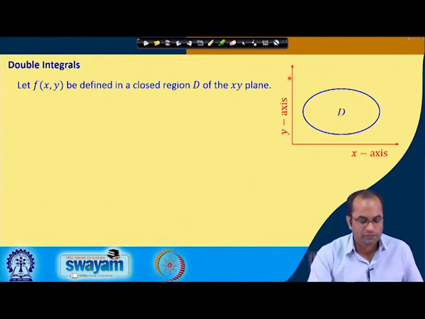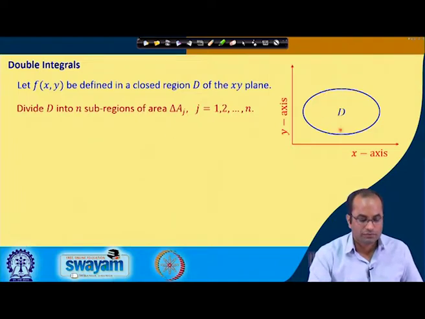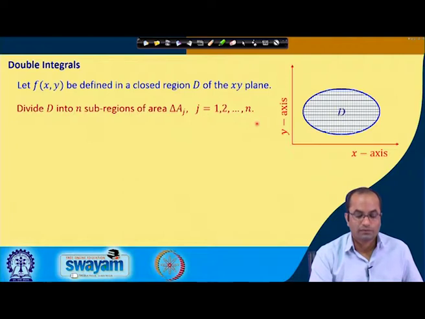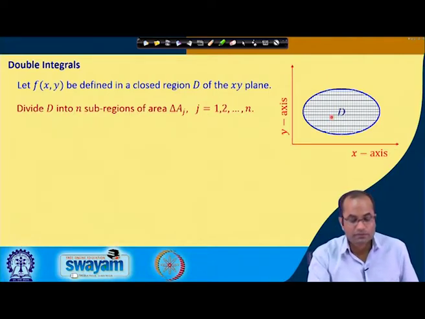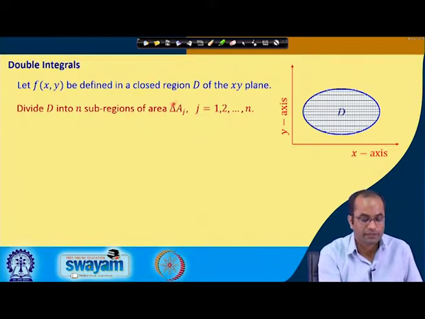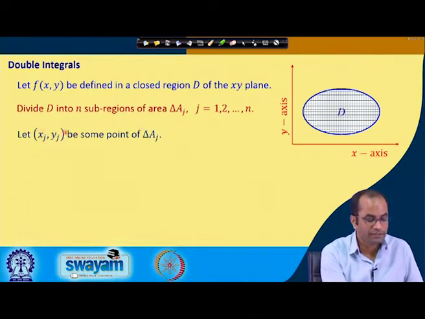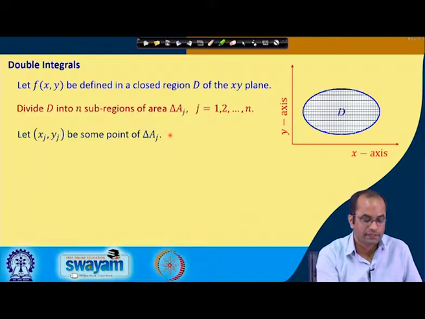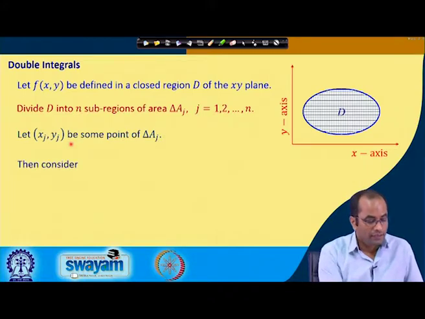So, here we have the x axis and the y axis, and then we divide again this region into sub regions, into smaller regions of area delta a j. Each sub region will have area delta a j, and j varies from 1 to n. So, such rectangles or squares are actually n, and each of them has the area delta a j. If we take a point x j y j, some general point in the area delta a j, and then we consider this sum.